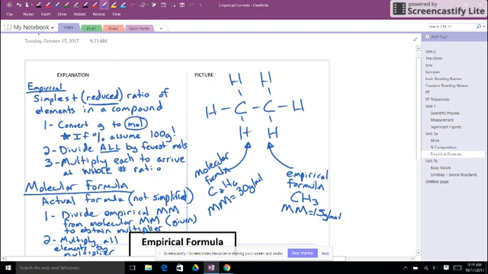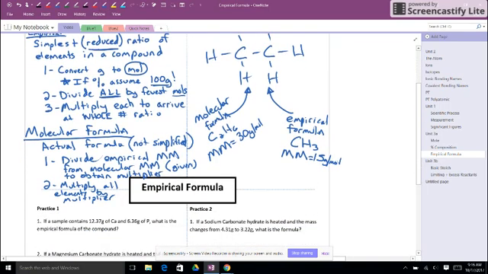Now the trick, if you're given percentages, just assume you have a 100-gram sample, and then the percentages become grams, and then you just convert those into moles. We'll practice that in a minute here. Once you get the moles, then divide all of these values by the fewest amount of moles. Then we're going to multiply each of these values to arrive at a whole number ratio. For the most part, we're going to have that for most of our examples.